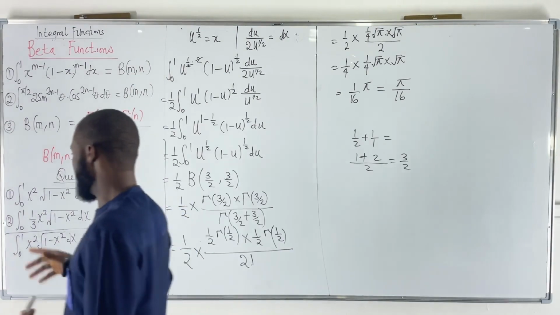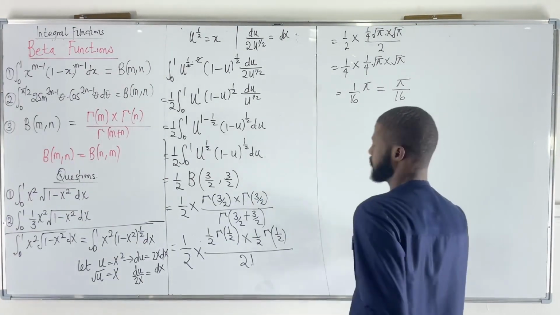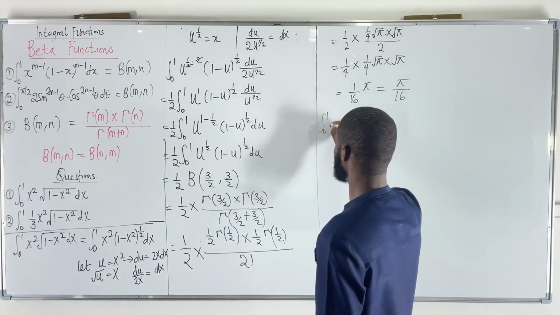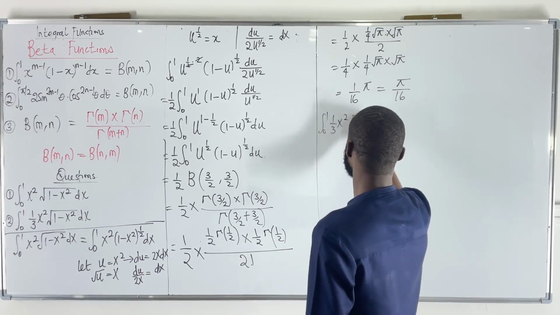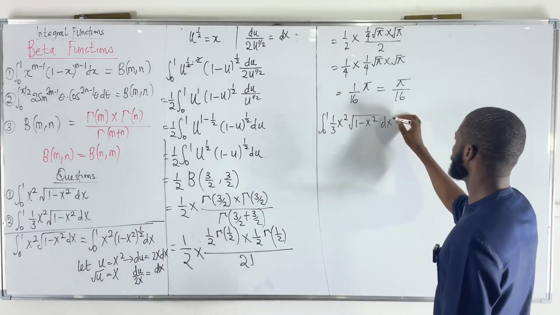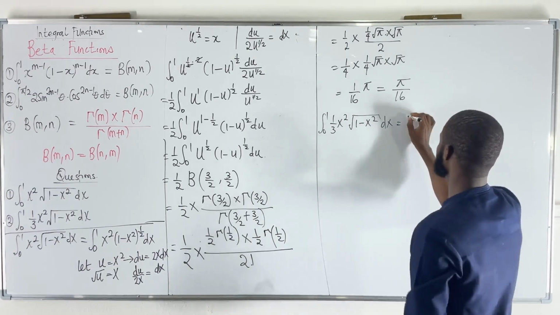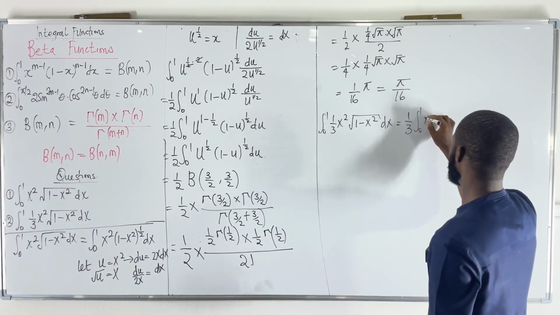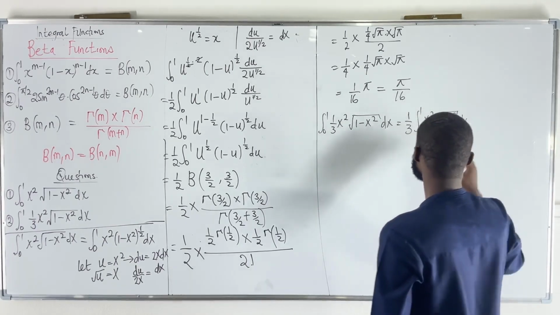Now, the second part that has the constant of 1 over 3, how do we do this? Integral from 0 to 1 of 1/3 s squared root 1 minus s squared dx. Now, this 1 over 3 can come outside. So this is 1 over 3 integral from 0 to 1 of s squared root 1 minus s squared dx.